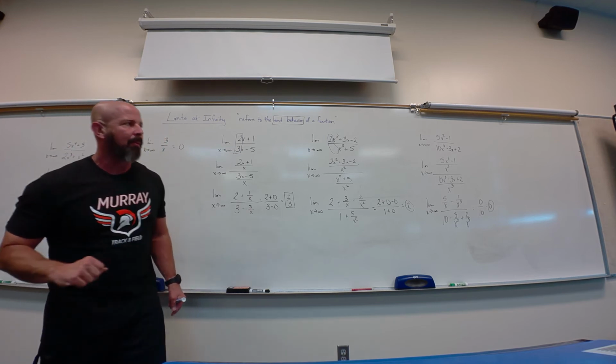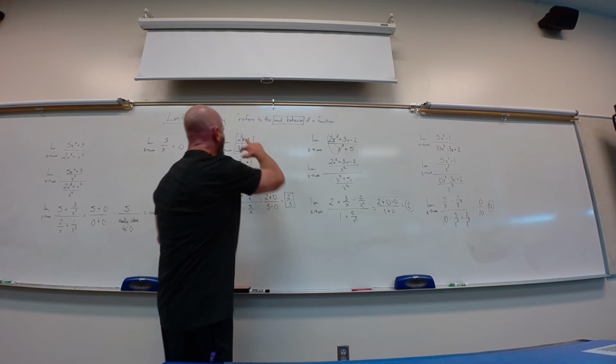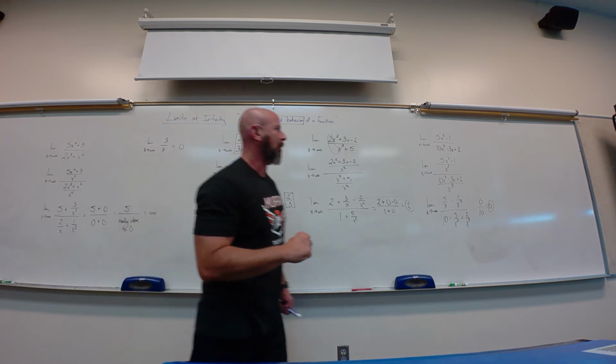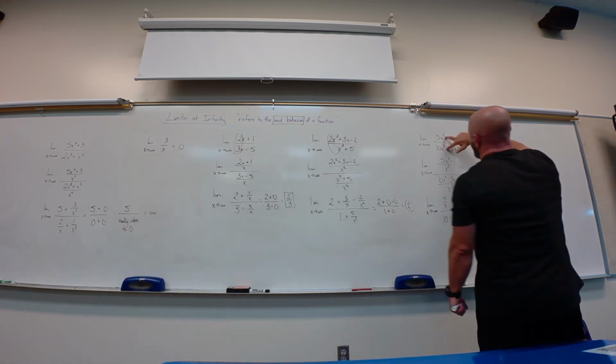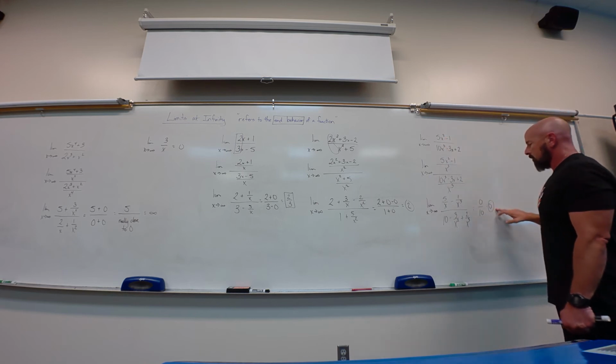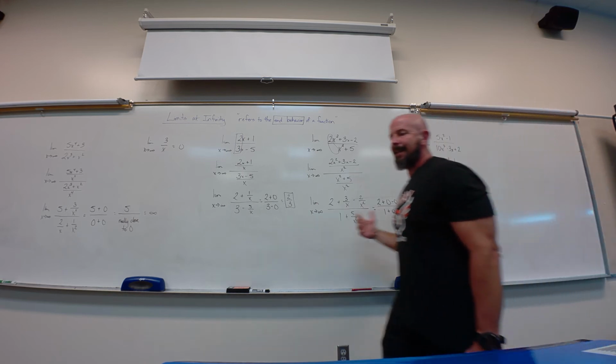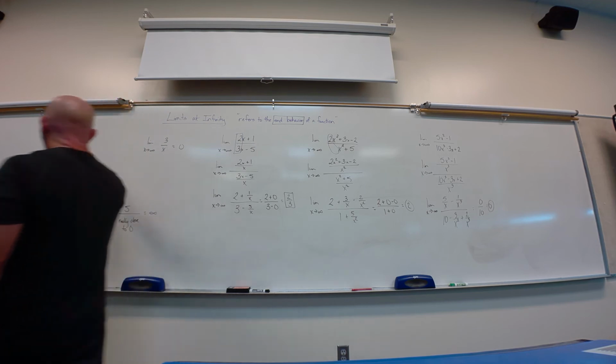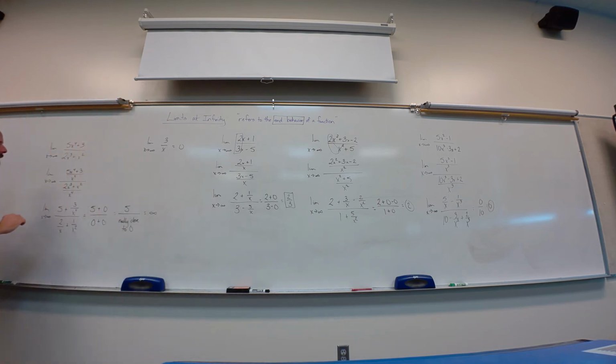Why you're ending up with the same power producing that horizontal asymptote, a different power if the top's less, why it produces a 0, and a different power if the top's greater, why it produces not a horizontal asymptote, so in other words, not 0.